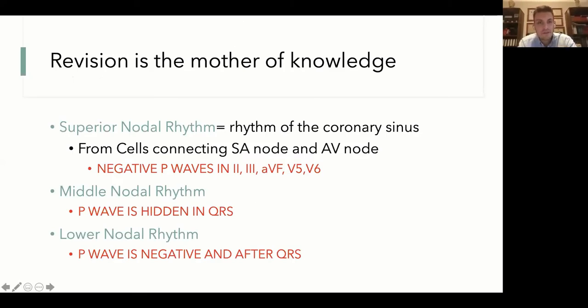on the ECG. Superior nodal rhythm, we talked about the rhythm of the coronary sinus with negative P waves before a QRS. Middle nodal rhythm with no presence of a P wave because it is hidden inside the QRS, and a lower nodal rhythm where the P wave is negative and found after one QRS. Do you remember this, guys? Do you remember the shape where we showed the negative P wave after the QRS. This is the one, okay? This is a state exam ECG, lower nodal rhythm with negative P wave after a QRS, okay, Philippa?